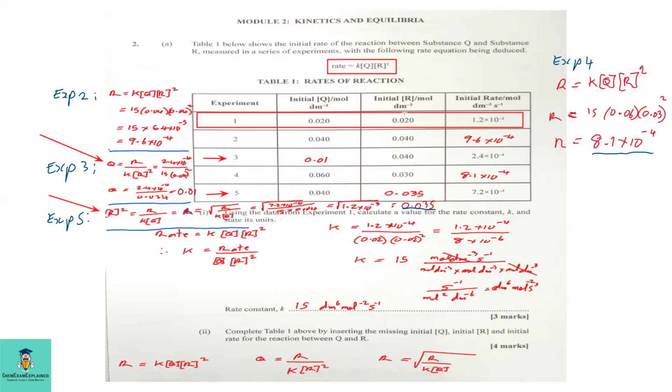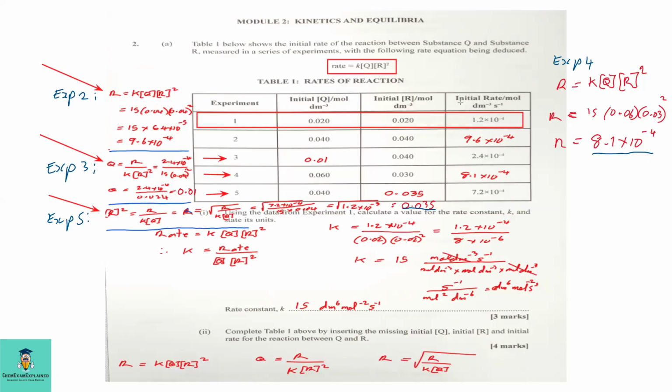Now to find the initial rate for experiment 2, we're going to use the same equation from experiment 2 here, and we're going to find the initial rate. So what do we have? We have the initial conc of Q, we have the initial conc of R, which must be squared. And so the initial rate is equal to 15 for the rate constant times 0.04 times 0.04 squared. And that works out to be 9.6 times 10 to the minus 4. And we have our value there.